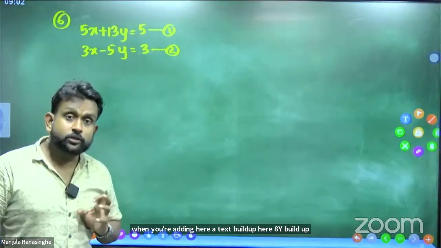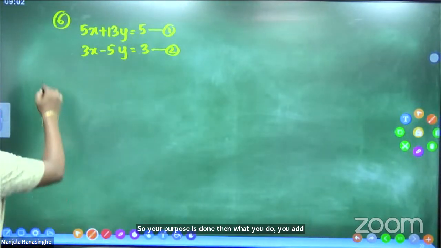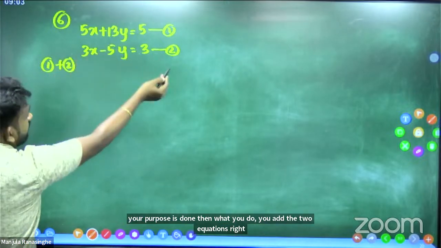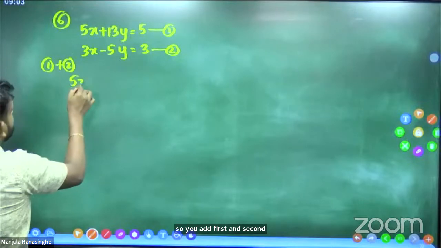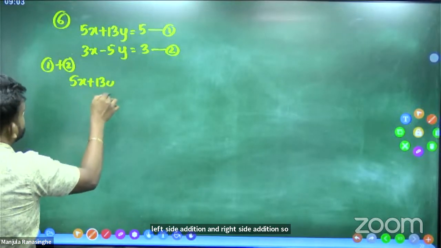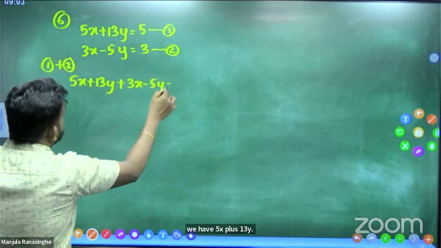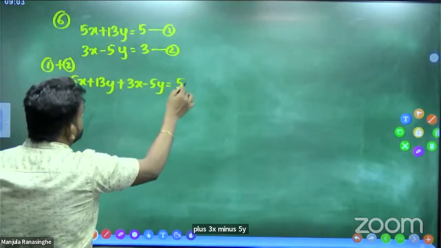Then what you do, you add the two equations. So you add first and second, left side addition and right side addition. So here 5x plus 13y plus 3x minus 5y equals the right side addition, 5 plus 3.